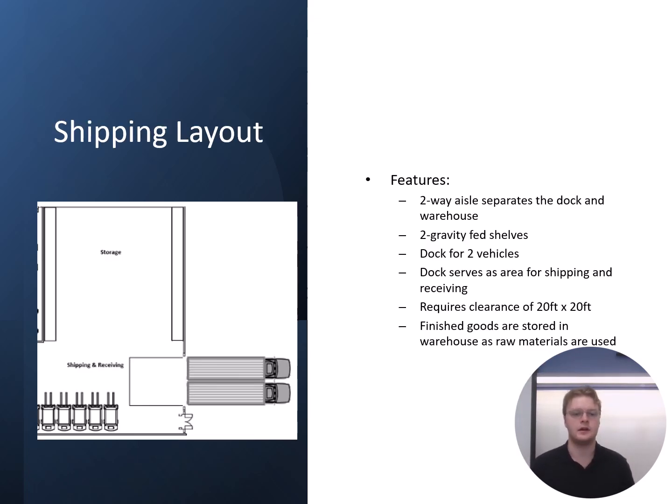By using the layout generated from CRAFT, the shipping and warehouse section of the production floor was able to be determined as follows. It features a 2-way aisle which separates the dock and the warehouse. The warehouse contains 2 gravity-fed shelves which employees will use to place items in a cart and bring to a forklift to be sent out to the facility. The docking area serves as an area for both the shipping and receiving, and it can support 2 transport vehicles and requires a clearance of 20 by 20 feet.